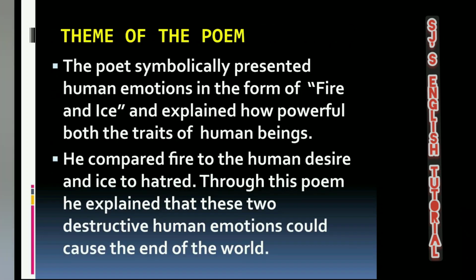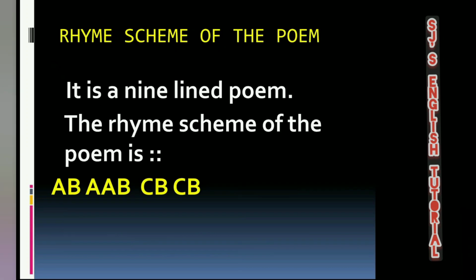Now let us see the theme of the poem. The poet symbolically presented human emotions in the form of fire and ice and explained how powerful both the traits of human beings are. He compared fire to human desire and ice to hatred. Through this poem, he explained that these two destructive human emotions could cause the end of the world. It is a 9-lined poem. The rhyme scheme of the poem is AB, AAB, CB, CB.